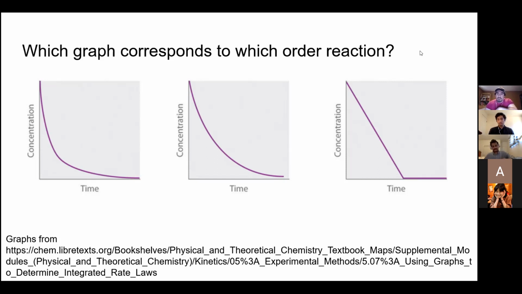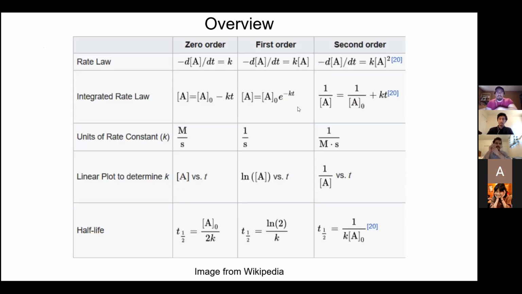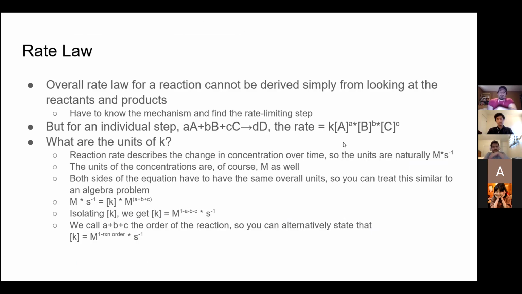And the one on the right is zeroth order, which, since the rate of the reaction is independent of the concentration of the reactants, is linear with respect to concentration. And here's an overview. I'm not going to spend too much time on this, but just for your reference. So then moving on.